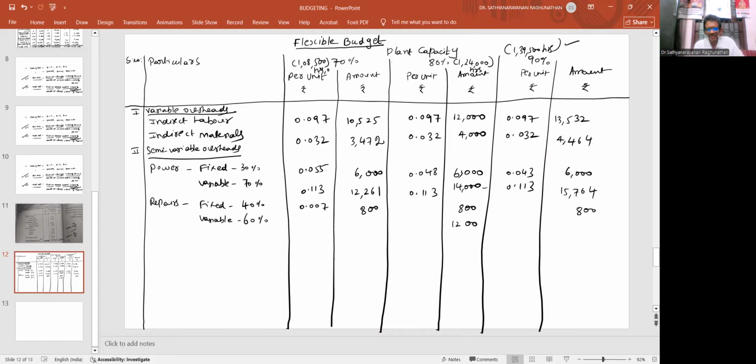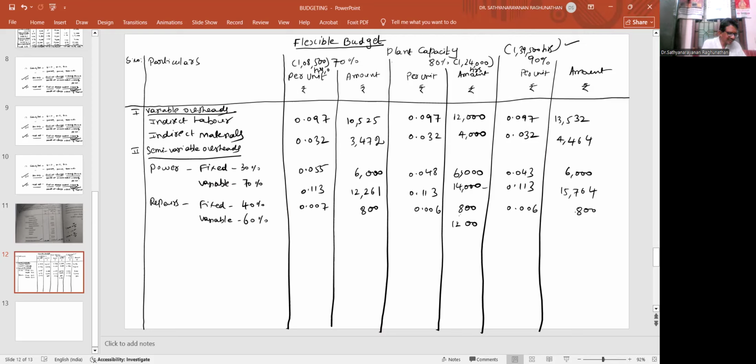0.007. Here 800 divided by 1,24,000. 0.006. Okay. 0.006. This 800 divided by 1,39,500. 800 by 1,39,500, 0.0057, means write it as 0.006. Fine. Now, here you calculate the per unit for variable, you calculate the per unit for 80% first.